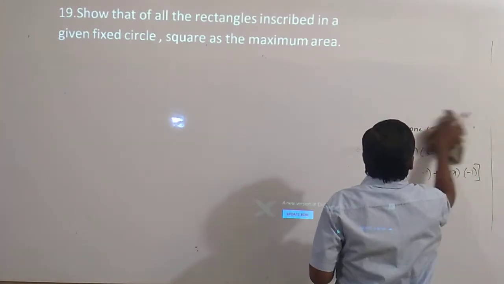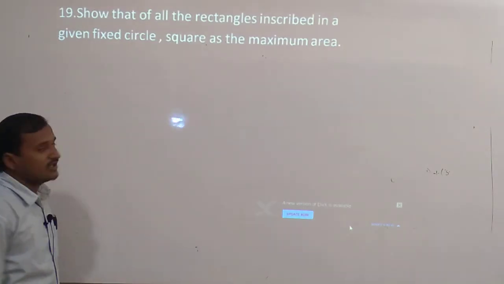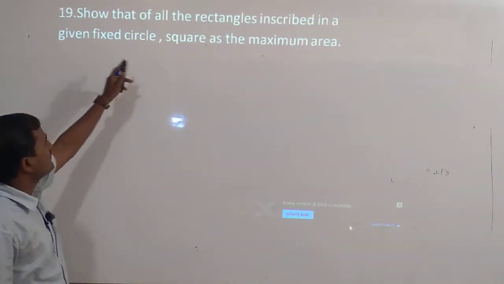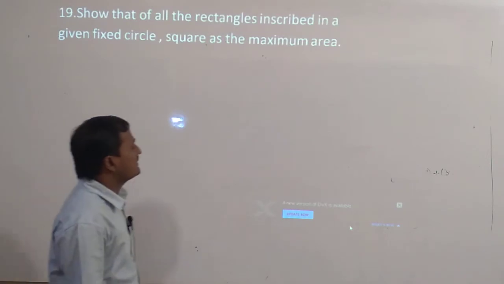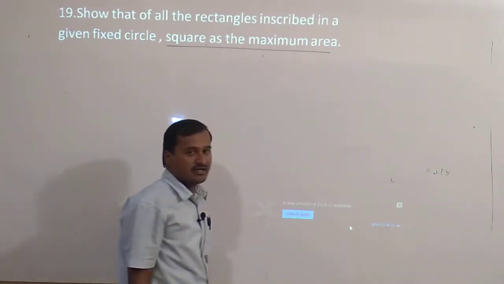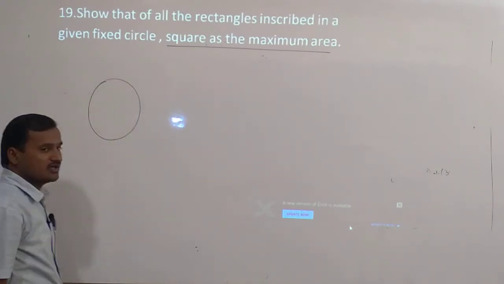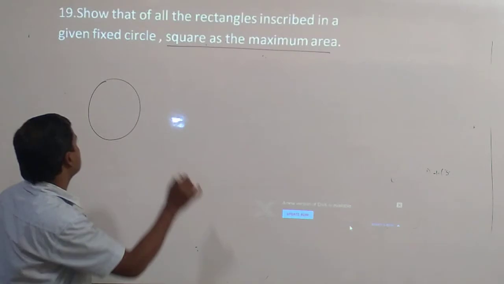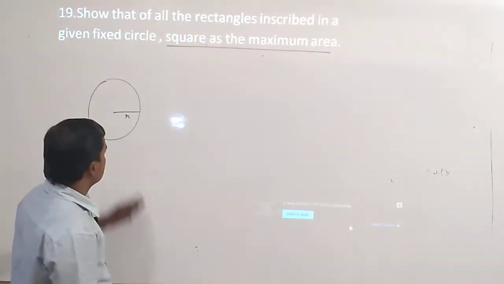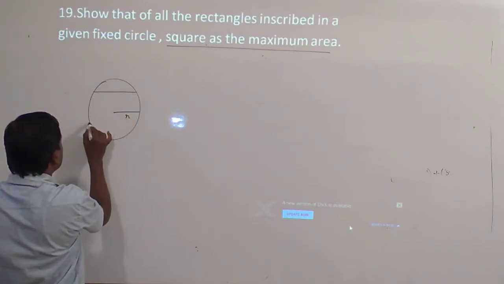Okay, next question, that is question number 19. Show that of all the rectangles inscribed in a given fixed circle, the square has the maximum area. So here, they have given a fixed circle. Fixed circle means whose radius is constant. So the variable, that is the radius, is a constant. In this fixed circle we are inscribing the rectangle.